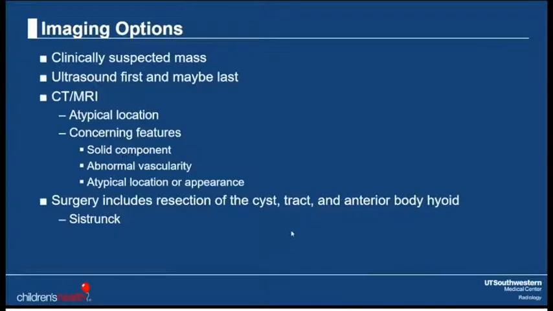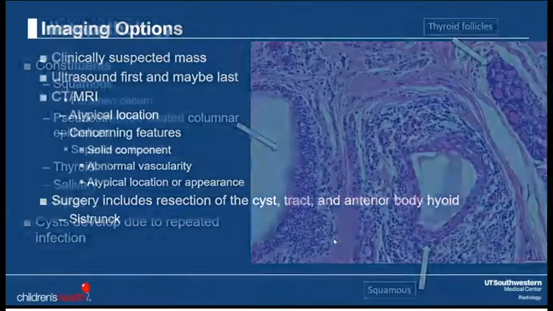We image due to a clinically suspected mass. We usually use ultrasound first. CT and MRI are helpful if there's an atypical location, or if concerning features such as solid component, abnormal vascularity, or atypical appearance are present. Surgery includes resection of the cyst, tract, and anterior body of the hyoid, the so-called Sistrunk procedure. Resecting the anterior body of the hyoid is key in that it prevents recurrence.